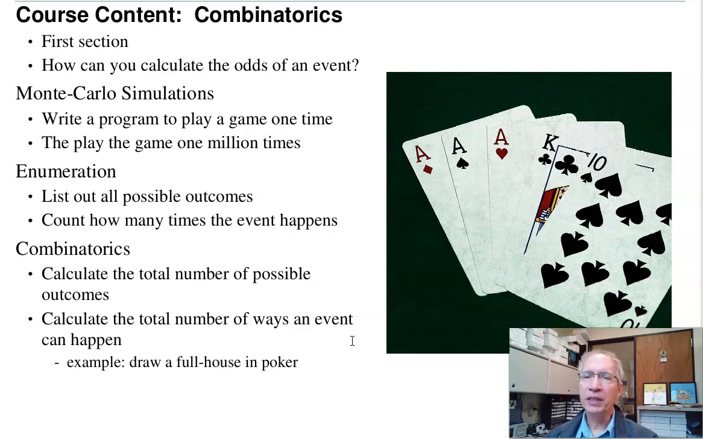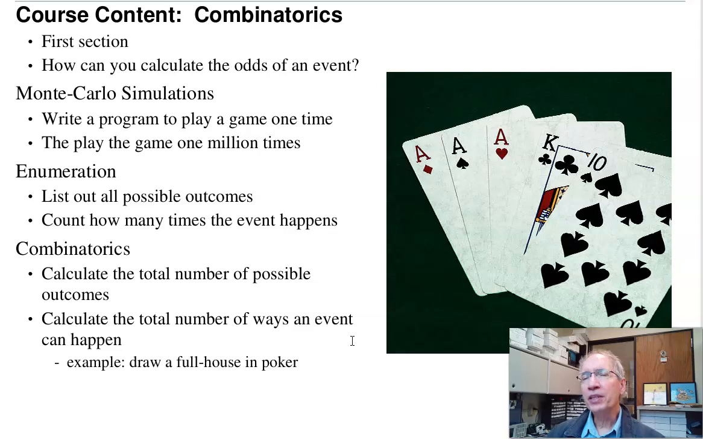An exact way of doing it is enumeration. With enumeration, I list out all possibilities. In poker, there's only 2.5 million different ways to deal out hands. I can count. How many of those hands are three of a kind? How many of those hands are full house? That'll give me the probability exactly.